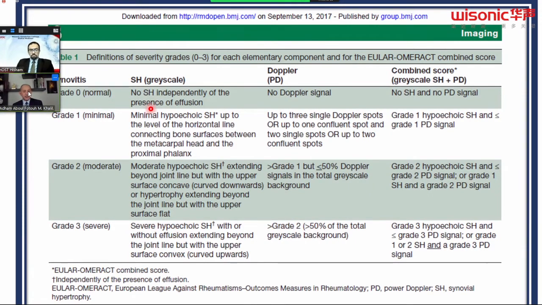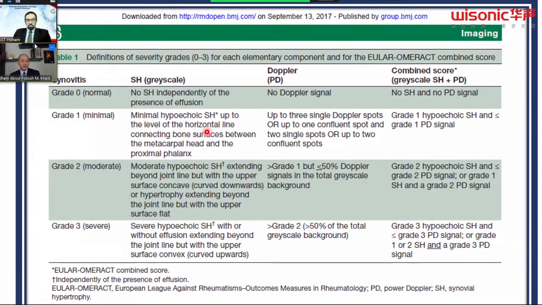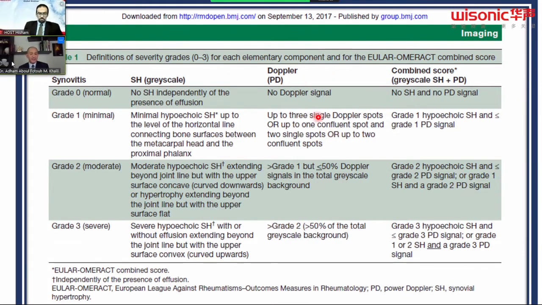This is a description. So for example, grade 1, what is meant by synovial hypertrophy with grayscale? It's hypoechoic, minimal, up to the level of the horizontal bone line. And then with the power Doppler, you can have either a single Doppler spot, or one confluence spot, meaning a bigger one that consists of a few spots, or 2 single spots or up to 2 confluence spots. All these variants are considered a grade 1 by power.